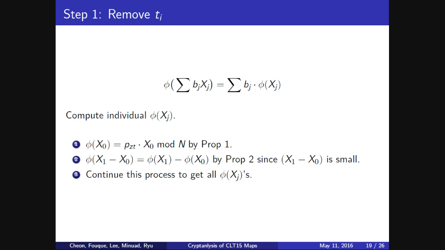Now we can remove Ti. From the additive homomorphic property of π, we deduce this equation. Therefore, it is enough to compute individual π(xj). π(x0) can be computed directly from the zero testing procedure. For the next one, we may reduce its size using x0 and apply the additive homomorphic property. Continuing this process, we can get all π(xj)'s, and so π values of any top level encoding of 0, even though its size is large. This completes the first step.